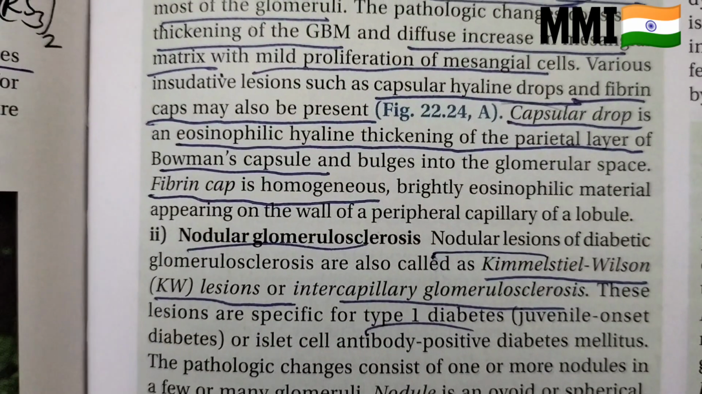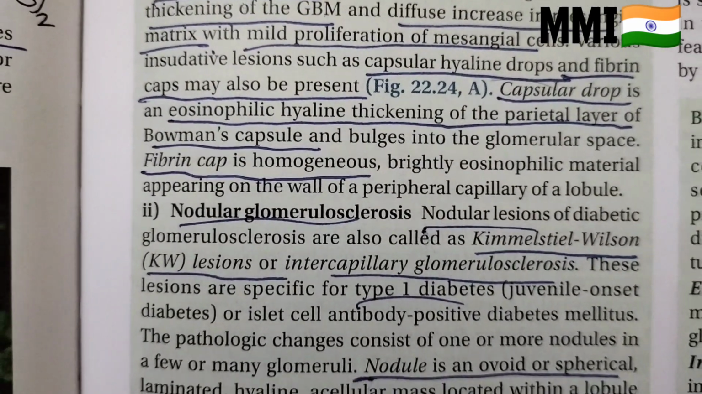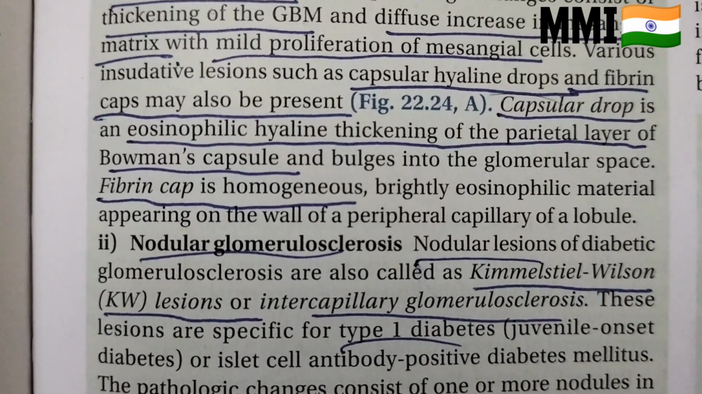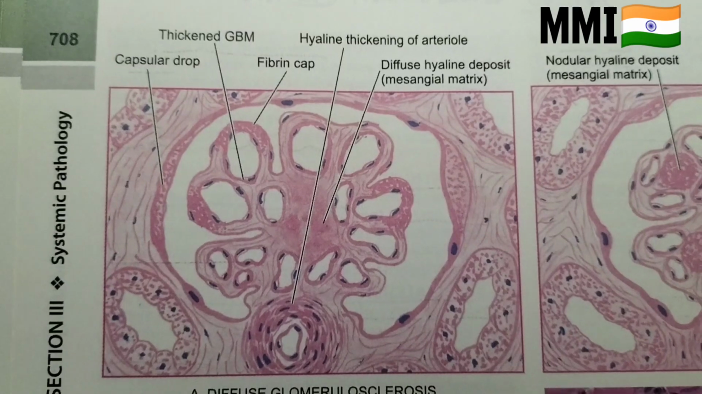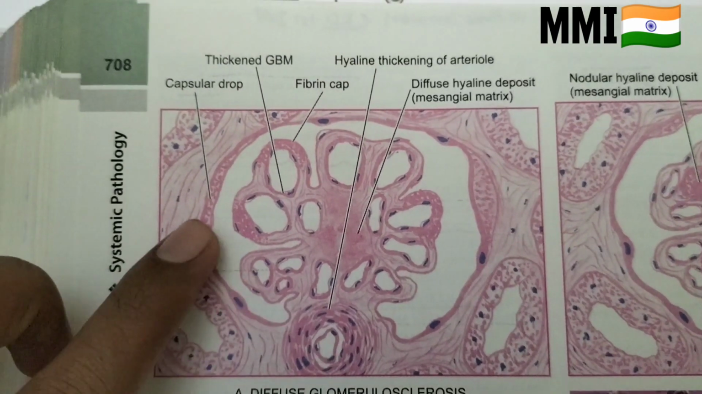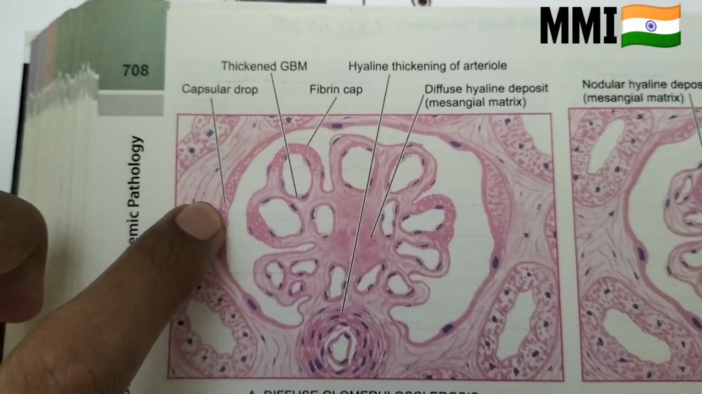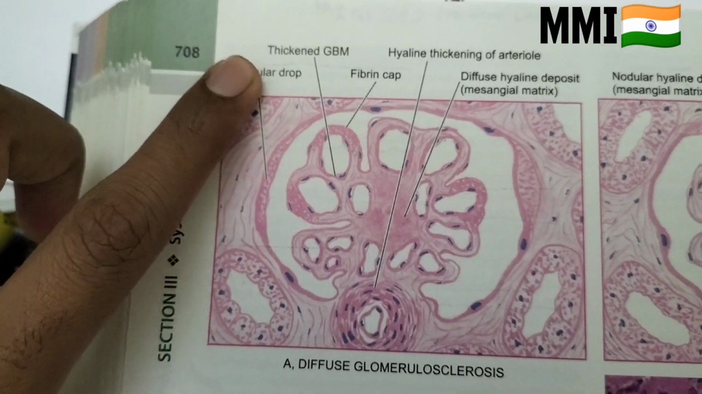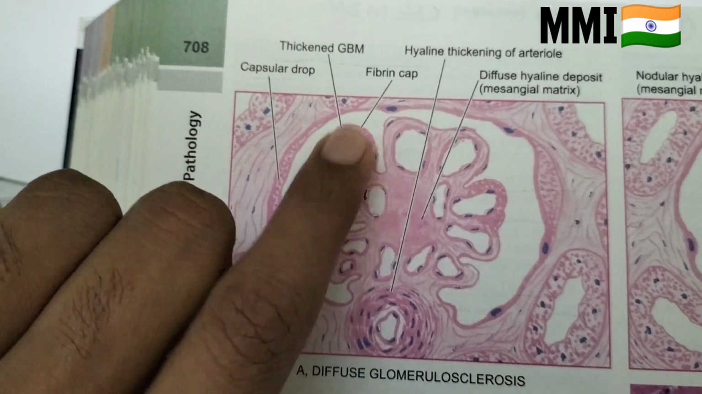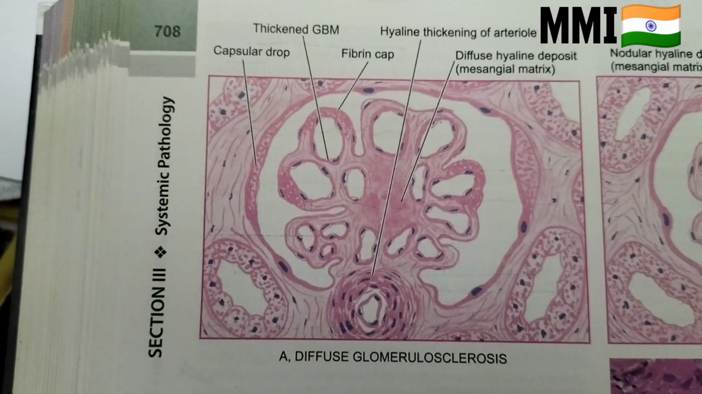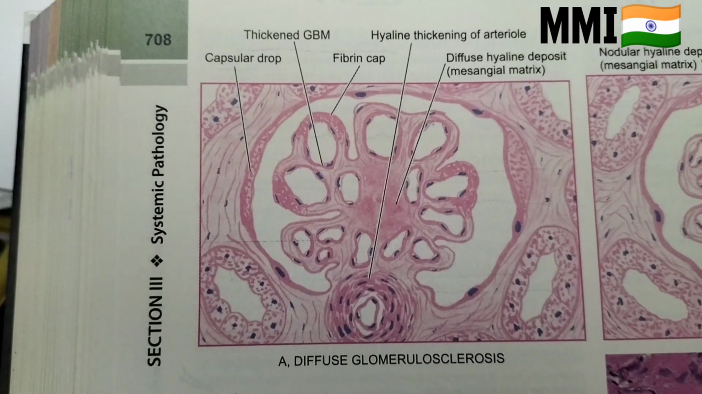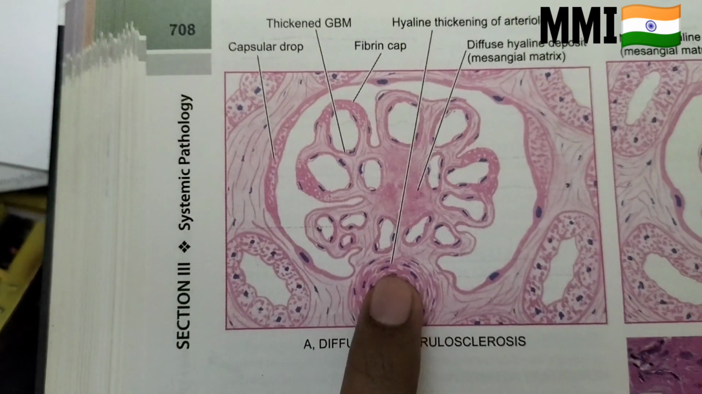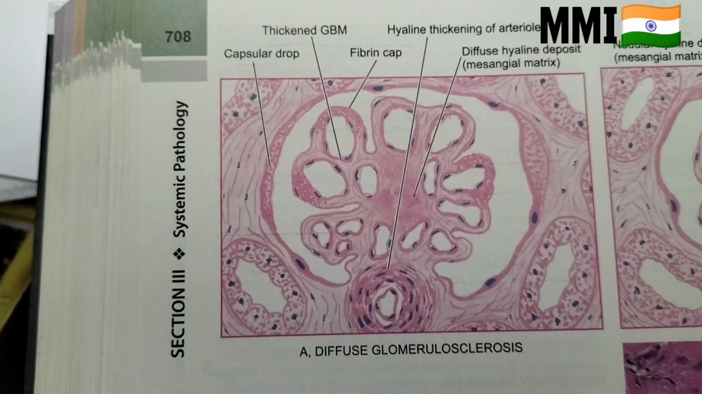I will show a diagram where you can see thickening of the Bowman's capsule. Next is the fibrin cap, a homogeneous brightly eosinophilic material appearing on the wall of the peripheral capillary of the lobule. Here in the diagram you can see there is a capsular drop, which is thickening of the parietal layer of the glomerulus. This is the capsular drop, and there is formation of a fibrin cap. You can see this is diffuse glomerular sclerosis, and also there is thickening of the glomerular basement membrane, and you can see this is the artery. The artery gets hyalinized, with diffuse hyaline deposit in the mesangial matrix.